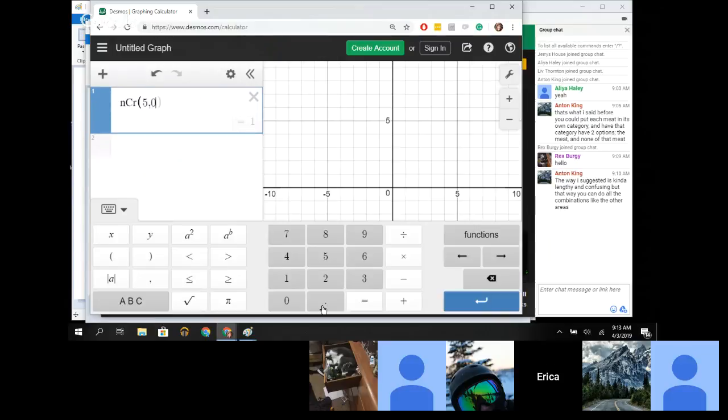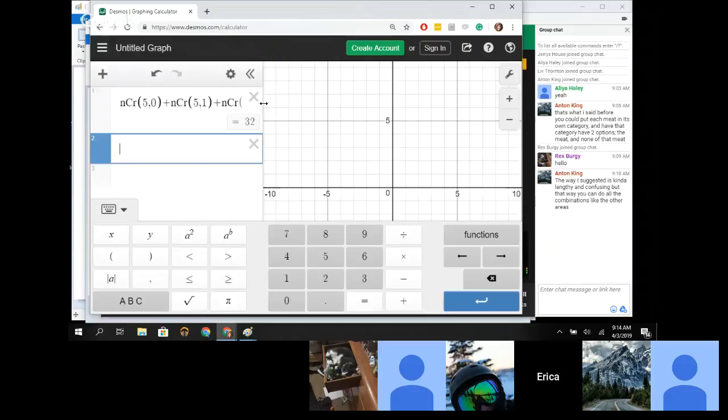So we have 5 choose 0. So there's only one way that you can choose none. Plus, I think I'm just going to have to keep recopying this. 5 choose 1 plus 5 choose 2 plus 5 choose 3 plus 5 choose 4. Oh, I was wondering if that was going to happen, Anton.